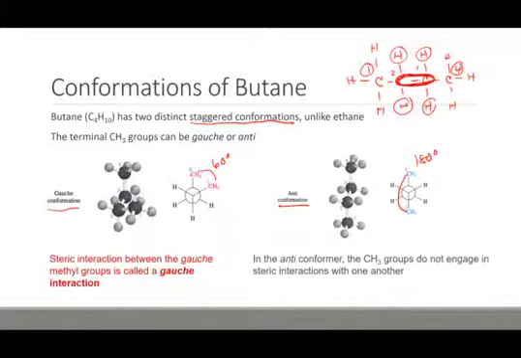Now that steric interaction between the 2 methyl groups, when they're 60 degrees apart in a gauche conformation, we call that a gauche interaction. So even though they are not completely overlapping each other, even though they are staggered away from each other, being 60 degrees away from each other, they still have some amount of interaction, versus when they're 180 degrees from each other in an anti-conformation, the CH3 groups do not engage in steric interactions with each other. So they're far apart, they're not sterically inhibiting each other.